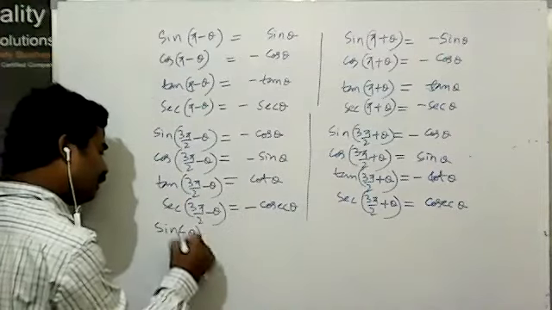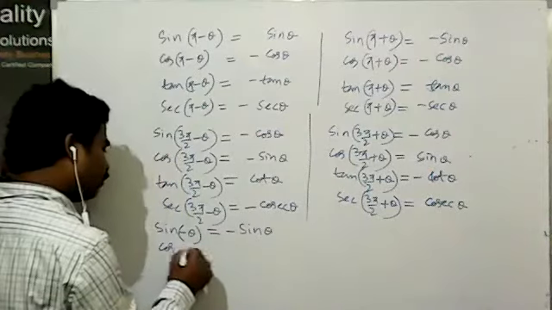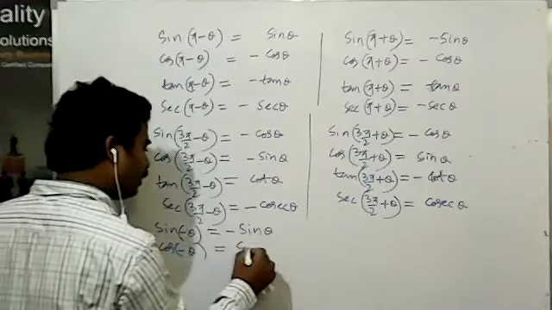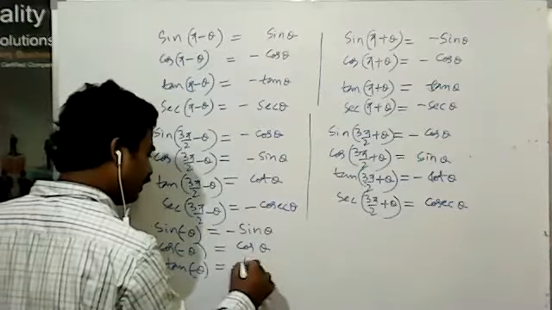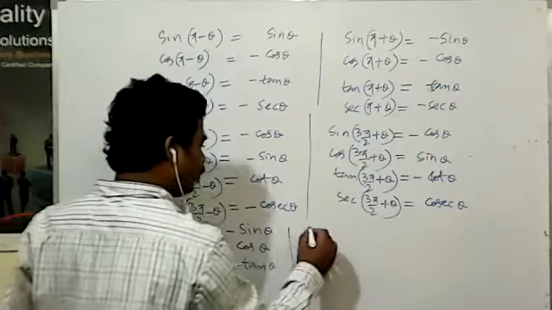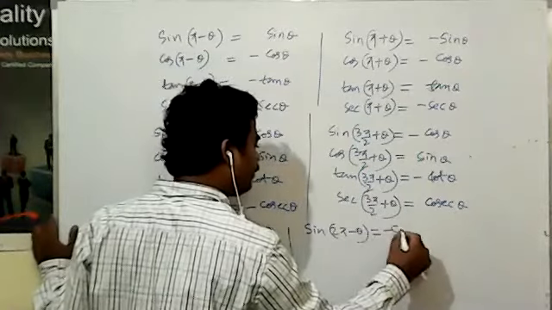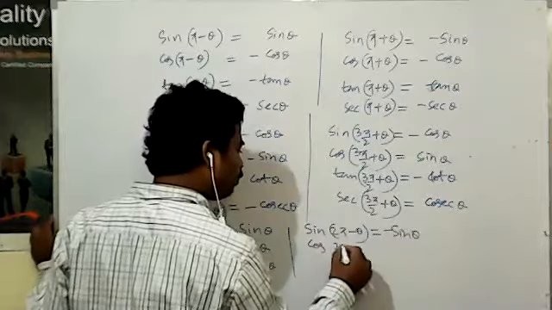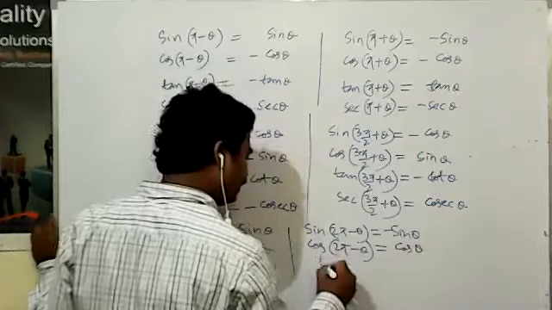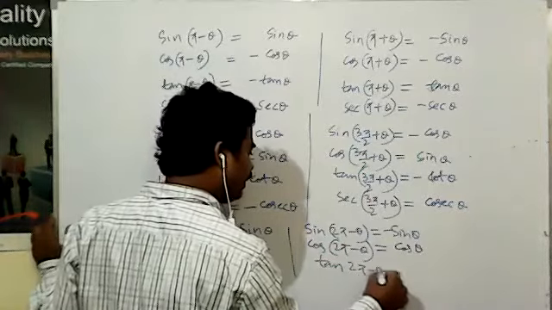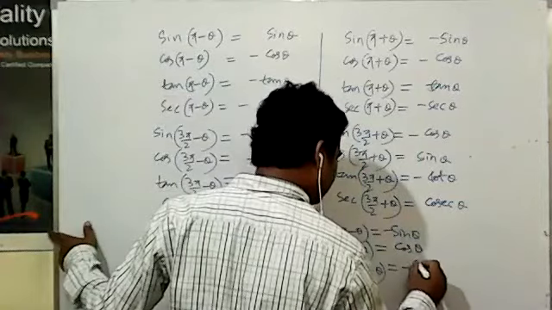Similarly, sin(−θ) is equal to, fourth quadrant, so minus sin θ. cos(−θ) is equal to, fourth quadrant, cos θ. tan(−θ) is equal to minus tan θ. Then sin(2π − θ) is also negative, minus sin θ. cos(2π − θ) is cos θ. Then tan(2π − θ) is equal to minus tan θ.